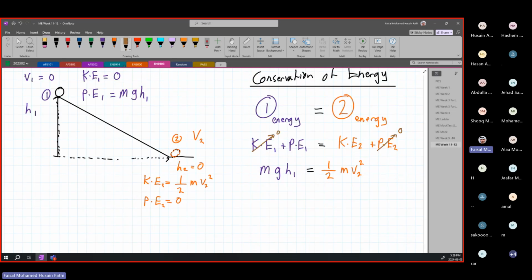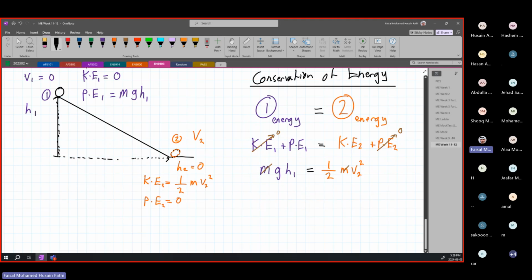If you notice from this equation, now we can also cancel the m's and find a direct relation between the velocity and the height, given one or the other. Yani if we have the height, we can find the velocity. If we have the velocity, we can find the height because g is a constant, which is the acceleration due to gravity.